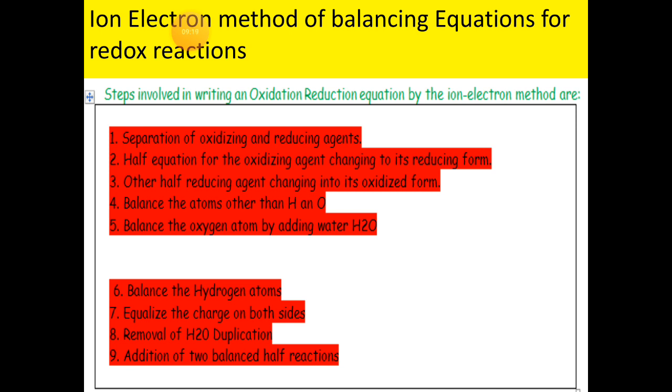Number 5 is balancing the oxygen atoms by adding water. Number 6, balancing the hydrogen atoms. Number 7, equalizing the charge on both sides. Number 8, this is important in case the reaction proceeds in basic solution: we need to add enough hydroxide ions on both sides of the half reaction to get protons appearing there. Combine these protons and hydroxide ions to give water and remove water duplication. Finally, addition of the two balanced half reactions.